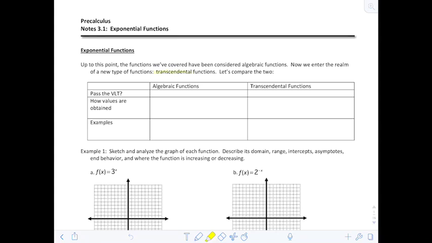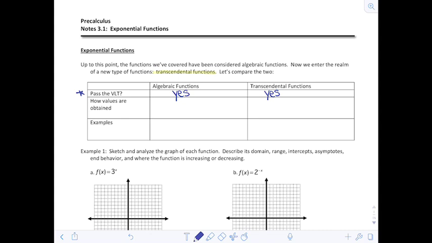We're now going to refer to exponential functions as transcendental functions. We don't use that term a whole lot, but they are different from the typical algebraic functions. So we're going to compare the two. First of all, passing the vertical line test. So any function is going to pass the vertical line test. So we know that those are algebraic and also transcendental functions or exponential functions will pass them as well.